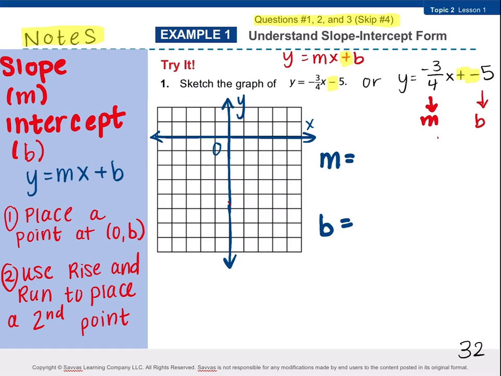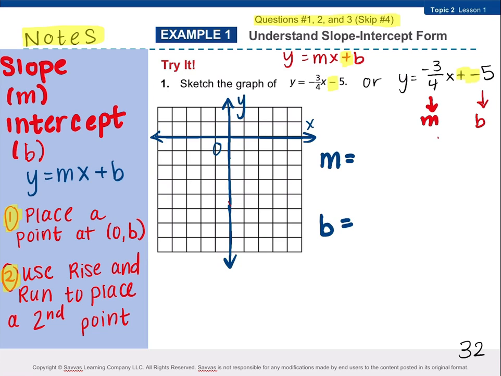You see in my notes, I put the steps for sketching a graph of a line. For a line, I only need 2 points. So my first step is to place a point at 0, b, because that's the y-intercept. That's a very easy point to find. And then we're going to use our slope to use the rise and run to place a second point. So 2 points is all we need, and then we'll have a line. So we're going to do that by breaking down our m and our b.